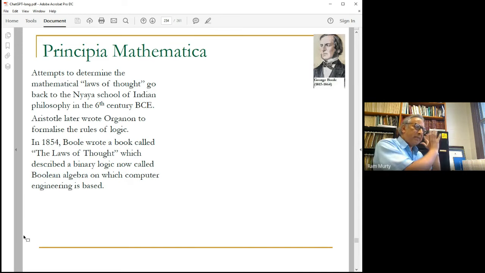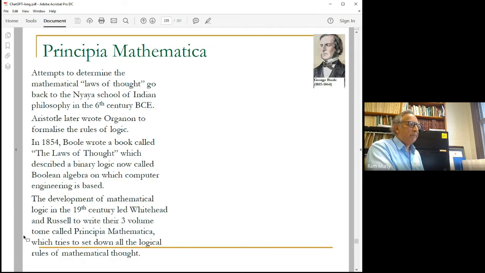But finally, the mathematical version starts in 1854 with George Boole, who wrote a book called The Laws of Thought, which described the binary logic, now called Boolean algebra, on which computer engineering is based. So the computer can only recognize whether a switch is turned on or a switch is turned off. It can only recognize whether something is 0 or something is 1. That's a binary system. Without the binary number system, it can't do anything.